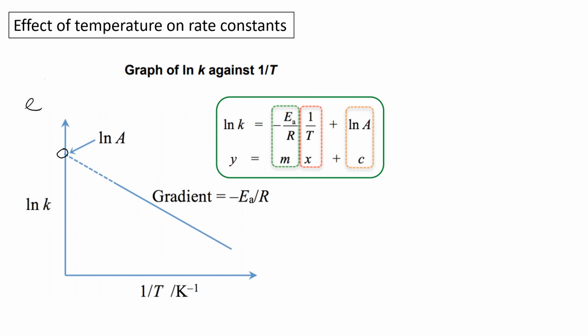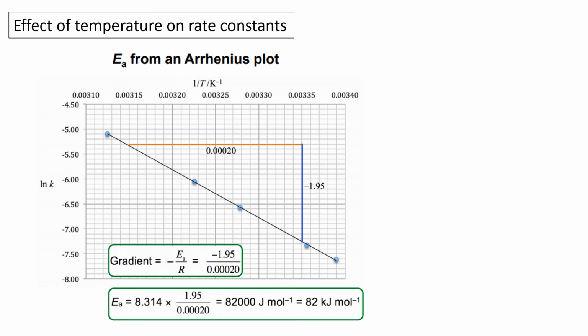So if we wanted to find the value of A, e to the power of ln A will give you A. Okay. If we want to find the activation energy, with the gradient, minus gradient times by R. So there we can see an example.